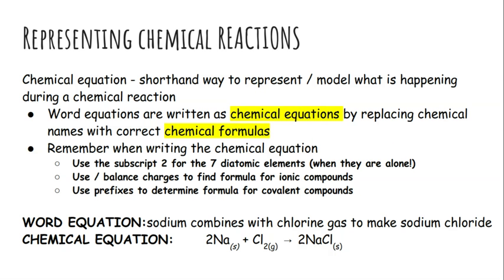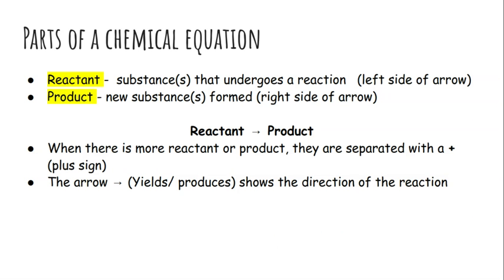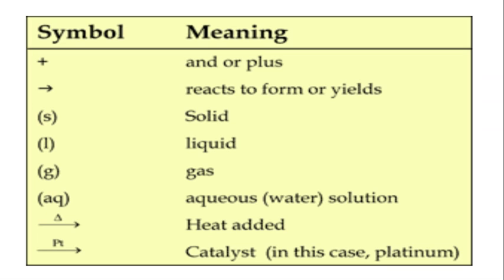Na and Cl are separated with plus signs. And the arrow again shows us where the products are. There are some signs and symbols that we'll see as we look at chemical equations. So the plus sign we talked about, that's going to separate reactants and products when there's more than one of them. And the arrow is showing us the direction of the product.